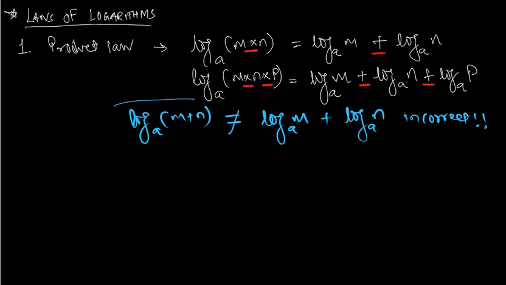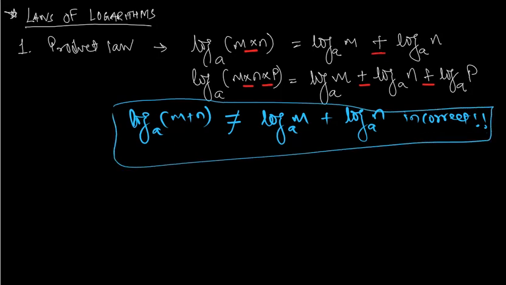Okay, so please remember that this identity does not exist, this is incorrect. Okay, so you know what is product law now. Let us move to the second law, which is known as quotient law.